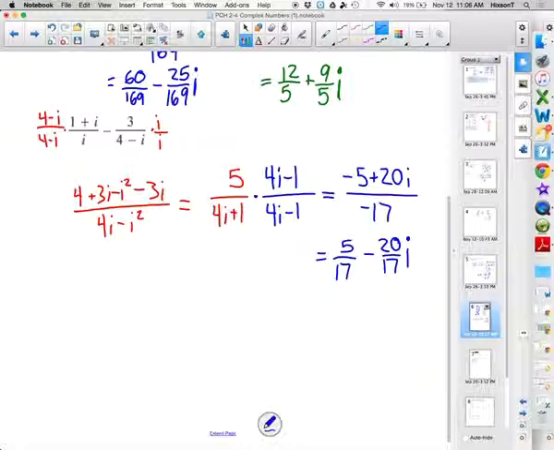I got the common denominator, so i times 4 minus i. And then I did this times this for these parts. And then just a minus 3i for that. Since I knew I had a common denominator, I just put them together.